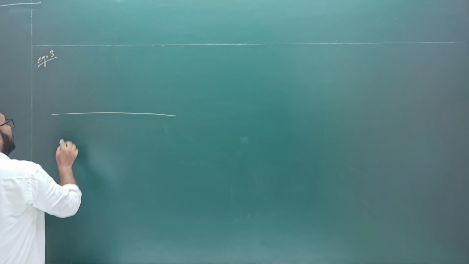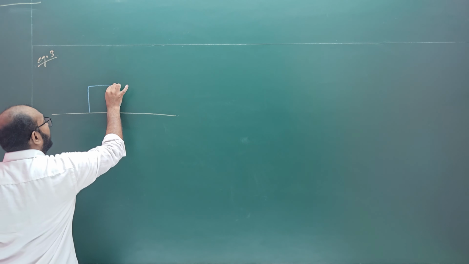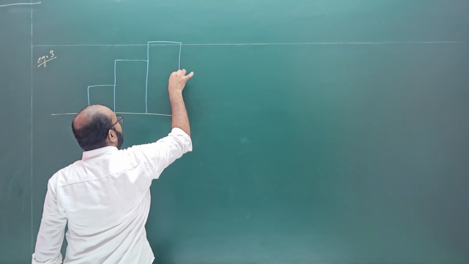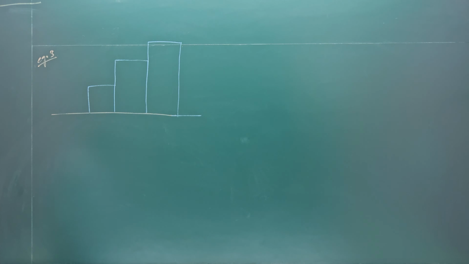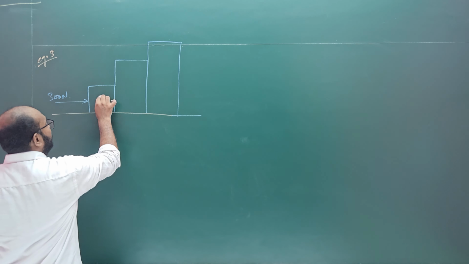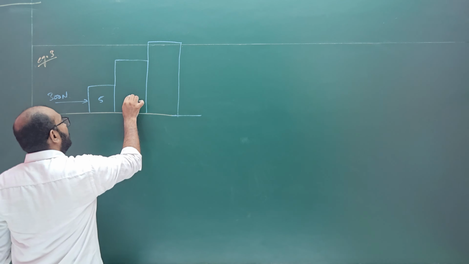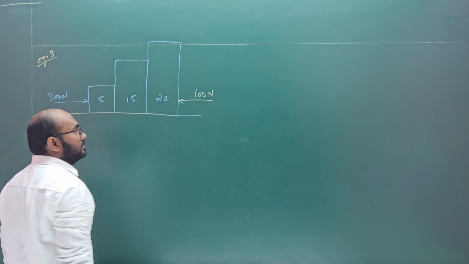Consider here is a surface. On this surface, 3 bodies are placed. Let's say this is your body A, this is your body B, and this is your body C. The 3 bodies are placed in contact with each other. Let's say over here in this direction 300 Newton of force is applied, and consider this one to be 5 kg, this 15 kg, and this 20 kg. Okay, 5, 15 and 20. One more force is acting in this direction, let's say 100 Newton.